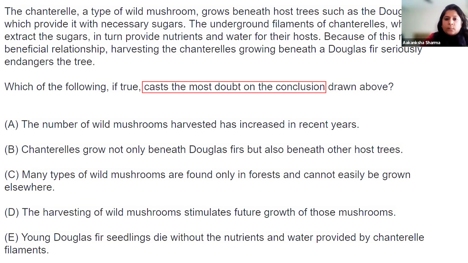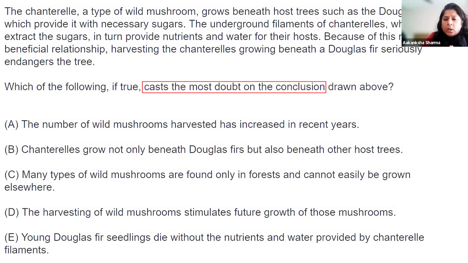Now that we know what exactly we're supposed to prove, let's read the argument and break it down into facts and conclusion. The chanterelle, a type of wild mushroom, grows beneath the host trees such as the Douglas fir, which provide it with necessary sugars. So we're talking about a kind of mushroom that grows beneath a particular tree, and the tree helps the mushroom by giving it necessary sugars. The underground filament of chanterelles, which extract the sugars, in turn provide nutrients and water for their host. So it's not only that the tree is helping the mushrooms; the mushrooms also in turn are helping the tree by giving them nutrients and water.